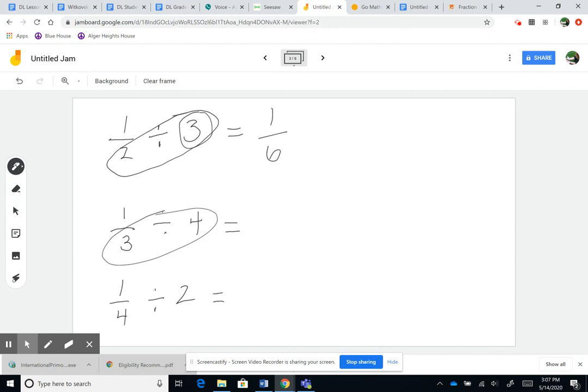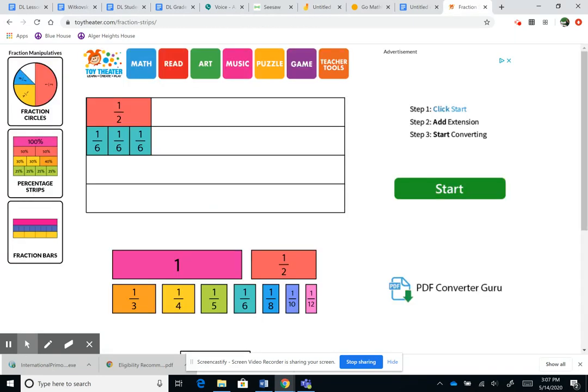All right? Think about this relationship right here. We have 1/3 divided by 4. We want to split 1/3 into 4 equal pieces. So I'm going to get rid of these and find 1/4.